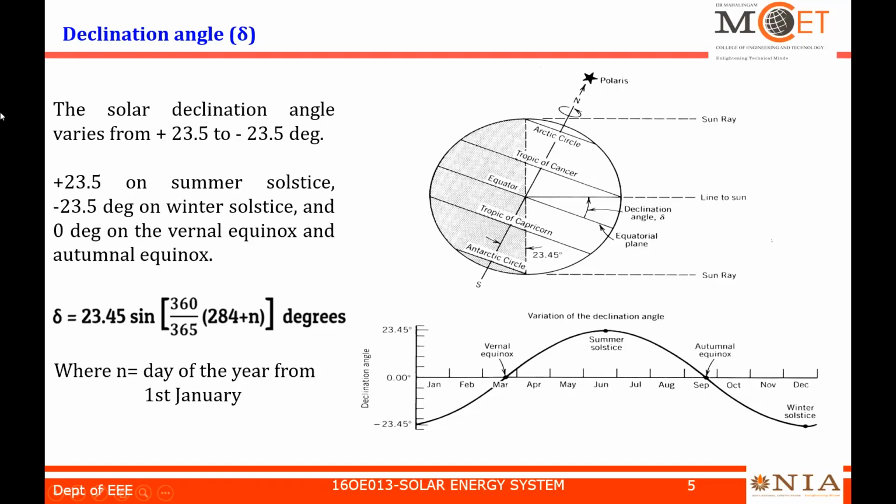You can calculate the declination angle for each day by using the formula delta equals 23.45 sine of 360 divided by 365 times (284 plus n). For example, if you want to calculate on January 1st, consider n as 1. For January 31st, put n as 31. For February 1st, put n equal to 32. So the angle of declination changes every day.